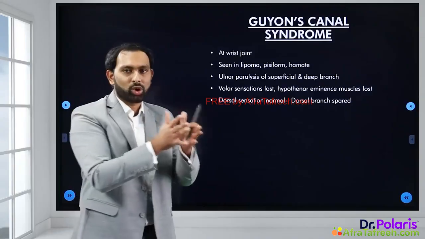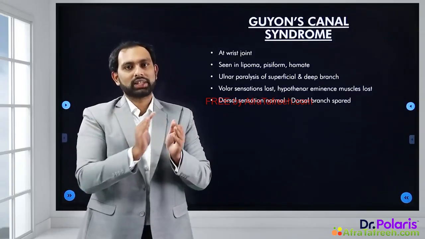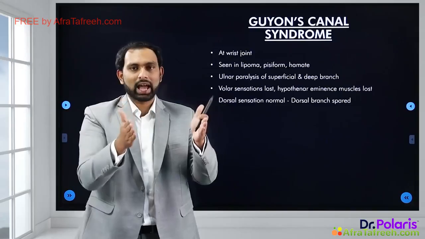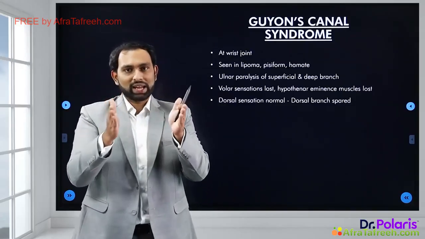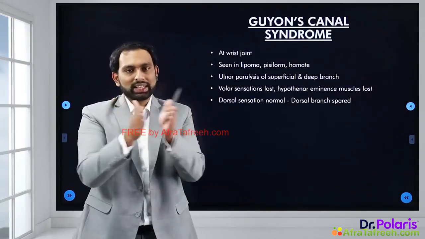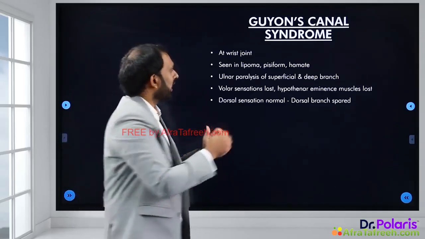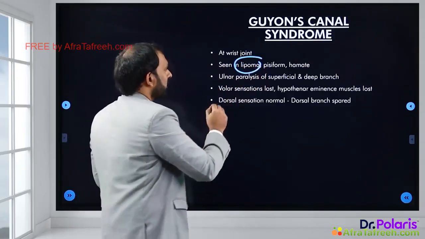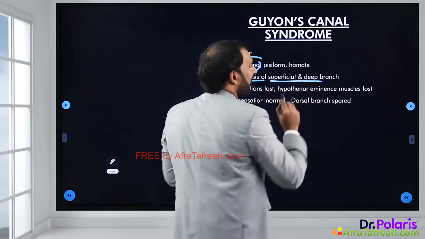To understand the causes of compressive neuropathy at Guyon's canal, you have to understand the boundaries. We know that the pisiform bone and the hamate bone lie medial and lateral to Guyon's canal. So if there is a fracture of these two bones, that can cause a compressive neuropathy of Guyon's canal. Also, a lipoma can cause a compressive neuropathy of Guyon's canal. This usually causes ulnar paralysis of the superficial and the deep branches.